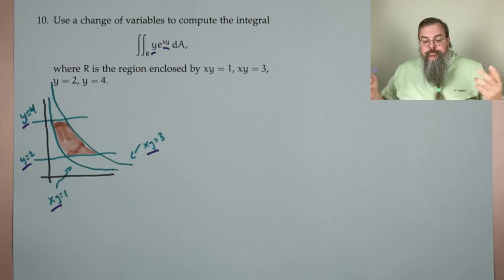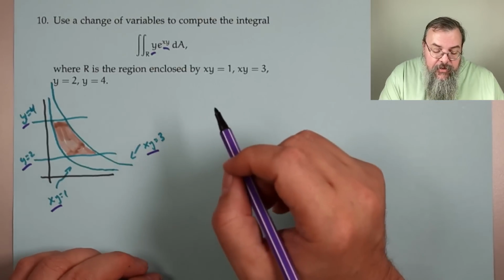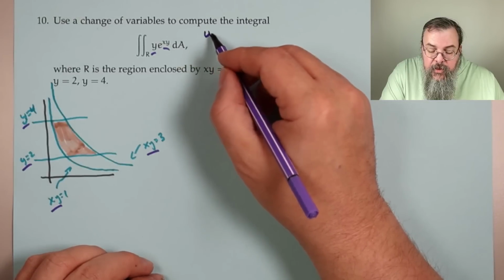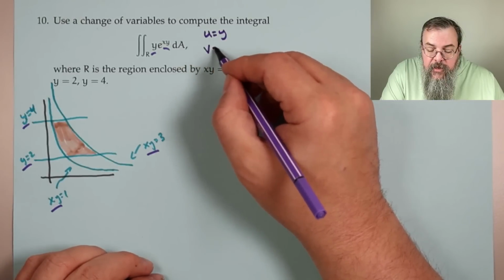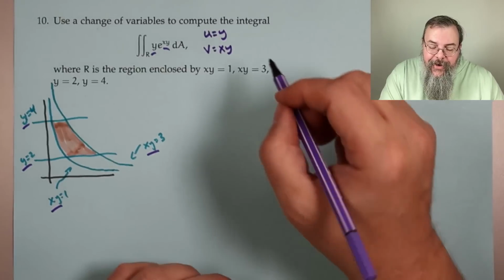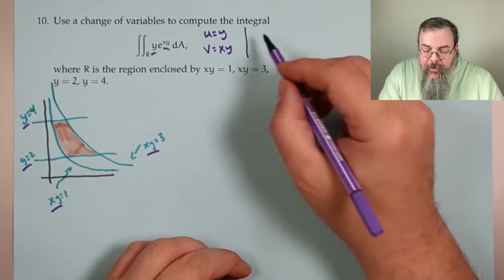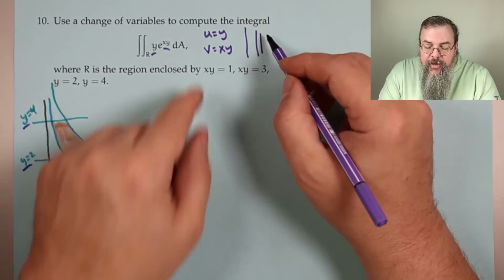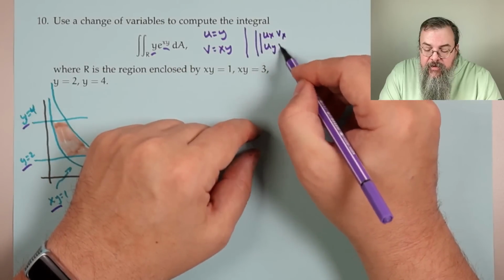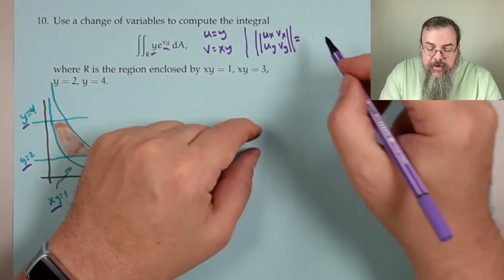Well, we do the following. We say, okay, this is our substitution. We're going to let u equals y, v equals xy. All right, now let's figure out our Jacobian. So we're going to take the absolute value of the determinant of u sub x, u sub y, v sub x, v sub y. Let's go ahead and work that out.